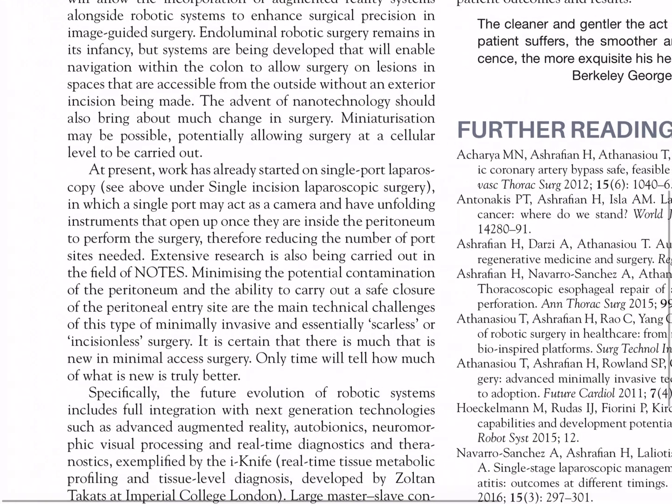At present, work has already started on single port laparoscopy. See above under single incision laparoscopic surgery, in which a single port may act as a camera and have unfolding instruments that open up once they are inside the peritoneum to perform the surgery, therefore reducing the number of port sites needed. Extensive research is also being carried out in the field of NOTES. Minimizing the potential contamination of the peritoneum and the ability to carry out a safe closure of the peritoneal entry site are the main technical challenges of this type of minimal invasive and essentially scarless or incisionless surgery.